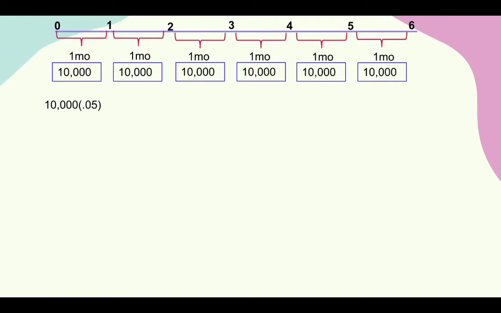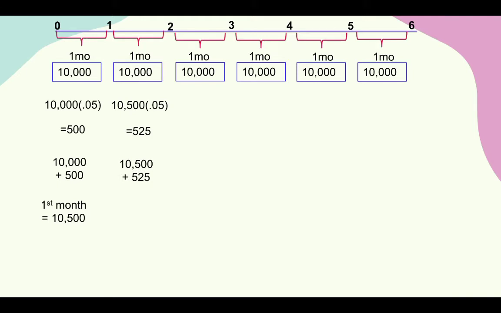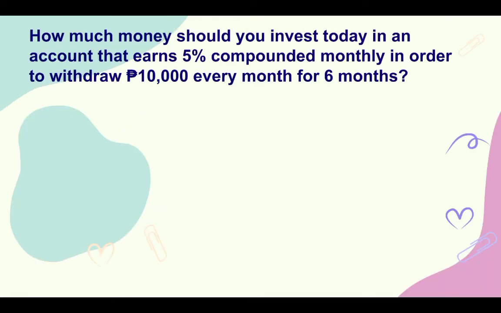So for our first month, the interest would be 500. So 10,000 plus 500, we now have 10,500 for our first month. On the second month, 10,500 times 0.05, the interest would be 525. If we add this, we will have 11,025 on our second month. So are we going to do the same process on this, or we just have to use the formula? To make our procedure easy, we will now use our formula to find the value on the 6th month.